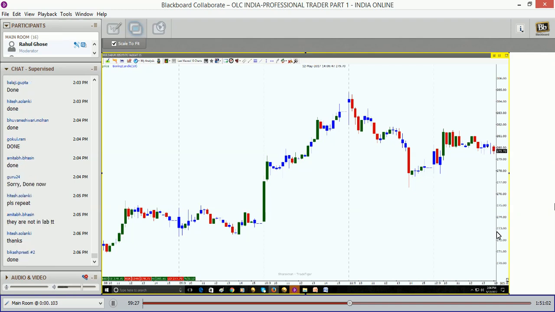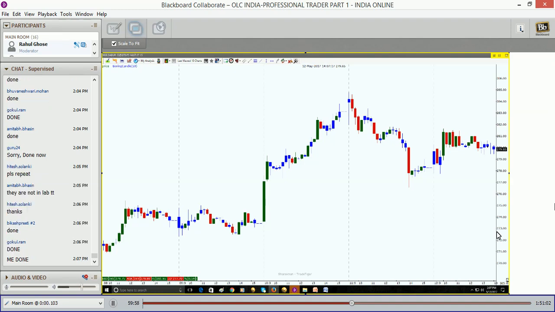Amitabh says done. Let's have a look at yours, Amitabh. Okay, the first one is correct. Did you mark anyone else, Amitabh, apart from that first one? Perfect. Perfect, Amitabh. One second, just one second. Can you zoom in, Amitabh? Can you zoom in to the third zone?